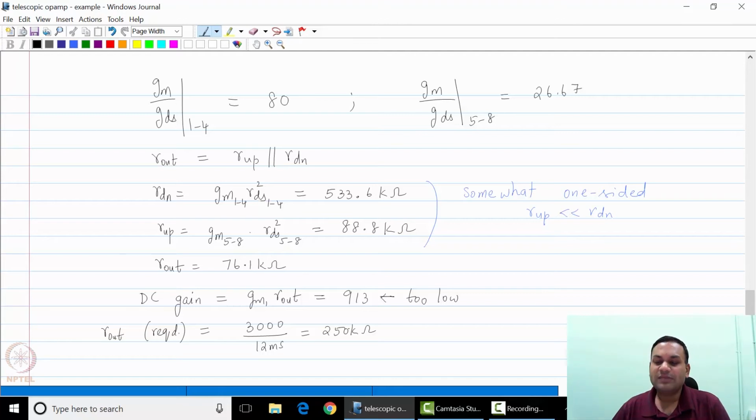Now the reason we are going this path is because the difference between the required DC gain and the DC gain we have achieved is so large that it seems like our original expectation is quite different from what we are getting, right? So therefore we are going to try a different approach. Let us compare this required R out of 250 kilo ohms with the numbers we have seen.